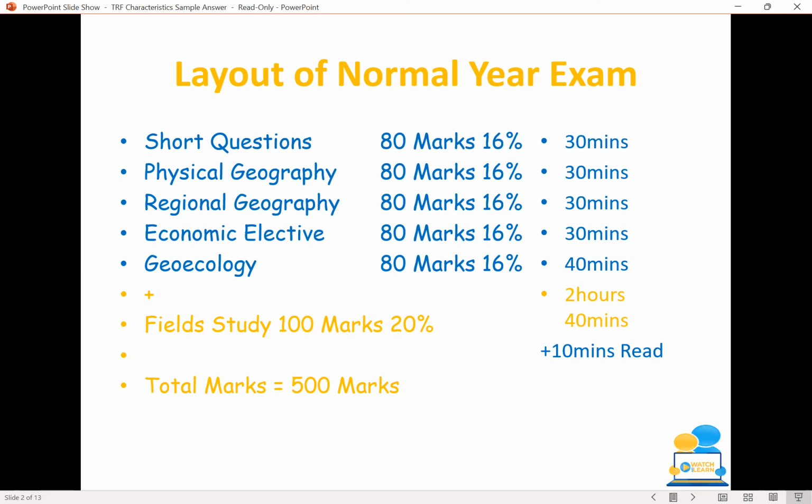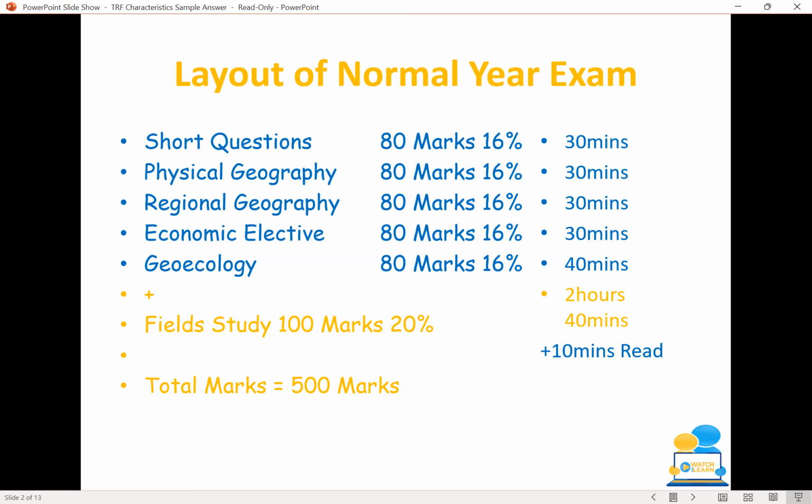And that 10 minutes reading time is so important because it will allow you to read through the questions, to pick which ones you're going to do, which is very, very important, to pick ones that are going to suit you, the best ones that are going to suit you. And then also, it's going to give you time to read the questions properly so that you're not making mistakes when you're writing your answers.